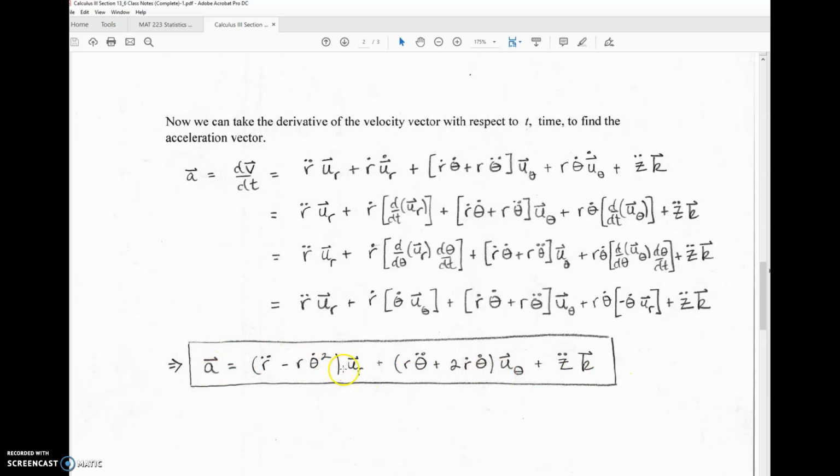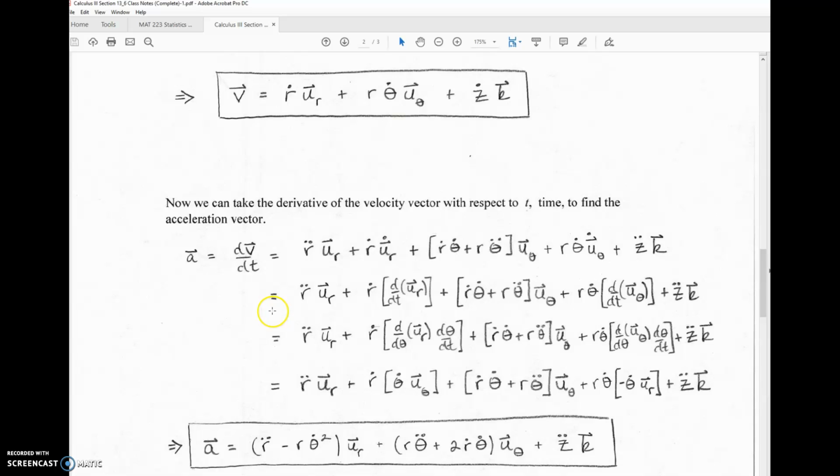acceleration. Guys, you never have to memorize these. I derived them. They'll be on your formula sheets if you need them. Okay.